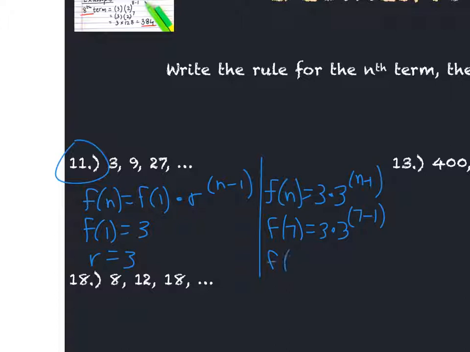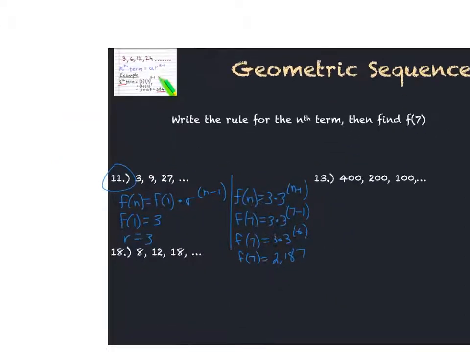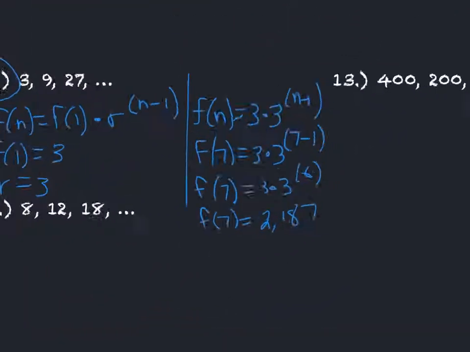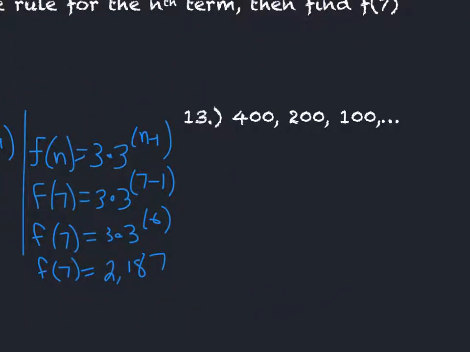So f of 7 equals 3 times 3 raised to the 6th power. Well, 3 raised to the 6th power is 729, and then 729 times 3 is going to be 2,187.